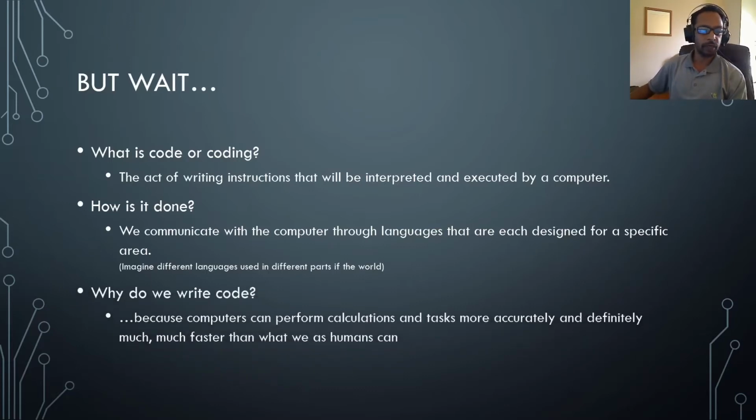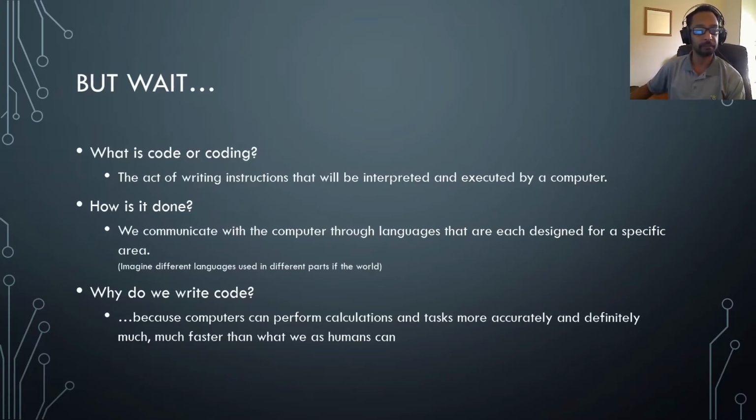Why do we write code? Well, simply because computers can perform calculations and tasks more accurately and definitely much, much faster than what we as humans can.